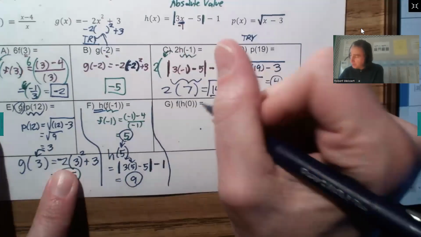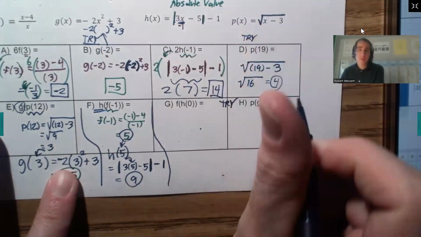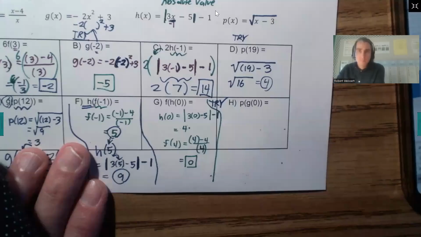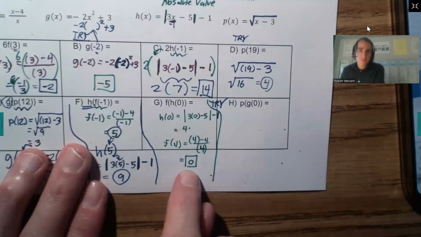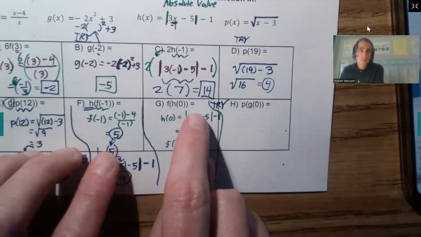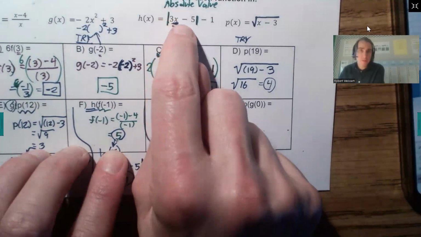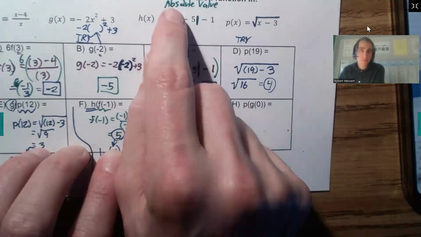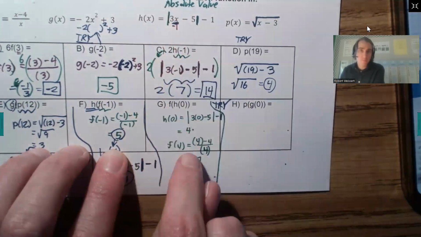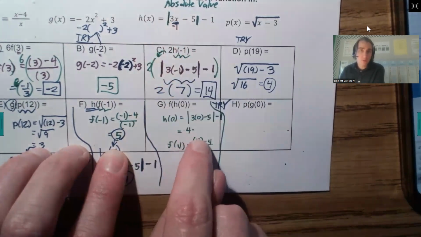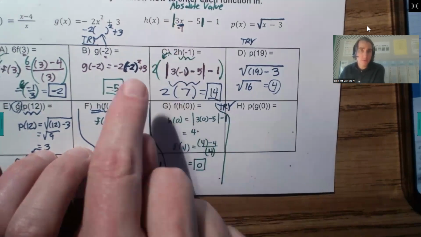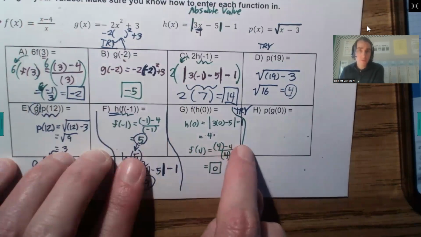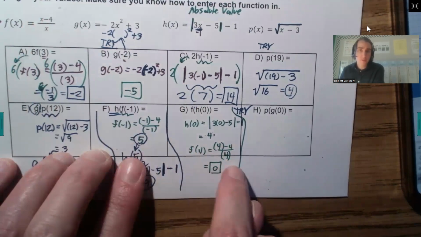All right, if you want to try these two, you can pause the video, I'll work them out, and you can check my solutions. All right, the answer for G is 0. Plugging in 0 for the h function gives me 3 times 0 minus 5. And the absolute value, that's negative 5, which is positive 5 if you take the negative off. And then minus 1 gives you 4. Next, we're going to take that output 4, and we're going to plug it into the f function. So 4 is going to get plugged into those x's. 4 minus 4 is 0, and 0 divided by anything is going to be 0. So your answer is going to be 0.